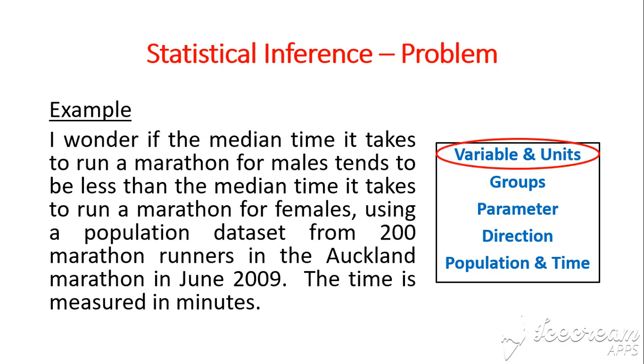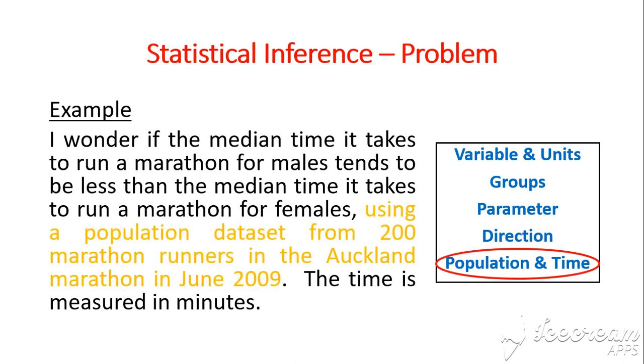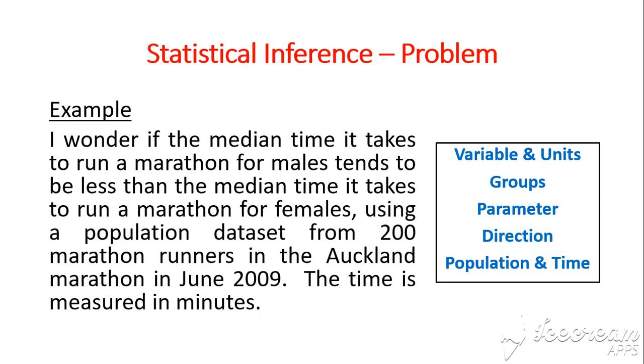Let's check it's covered everything. Have we got a variable and units? Well, the variable is the time it takes to run the marathon, and yes, we've told them it's measured in minutes. The groups are males and females. The parameter is the median. We're looking at the median time. The direction, yes, we're saying is the median time for males less than the median time for females. And finally, have we covered the population and time? Yes, we have. We've talked about a population data set of 200 marathon runners in the Auckland Marathon in June of 2009. So we've covered everything we need to. That's a very good question.